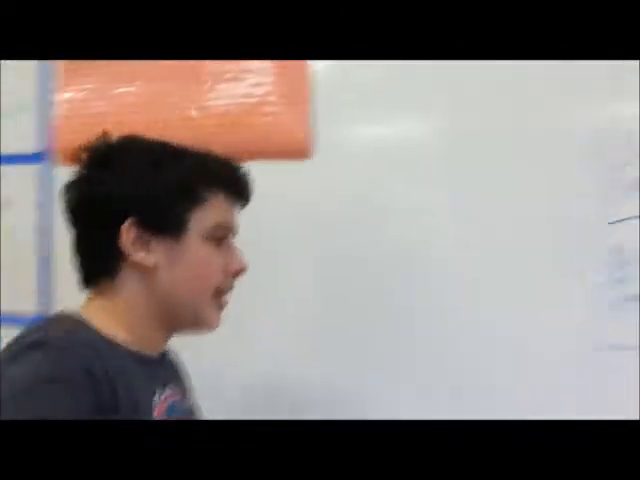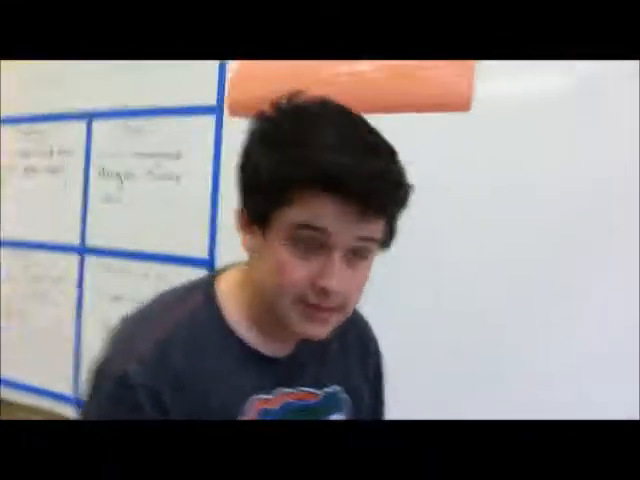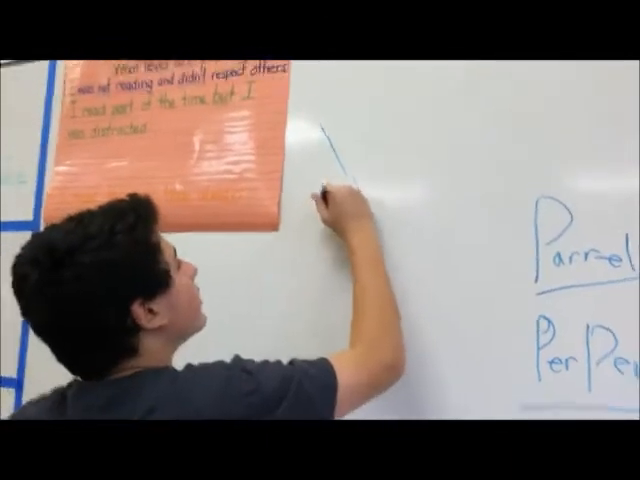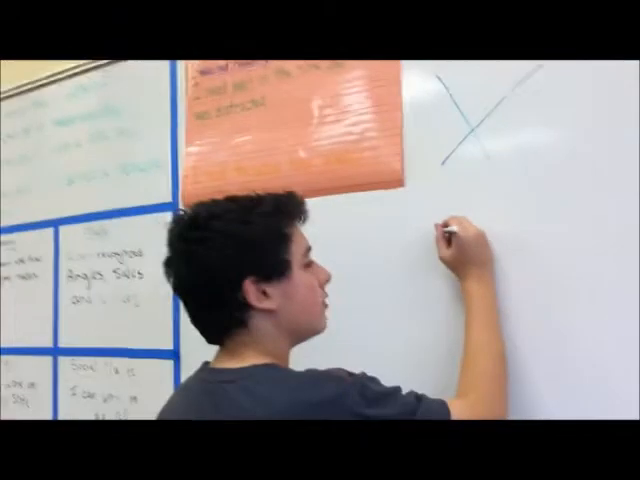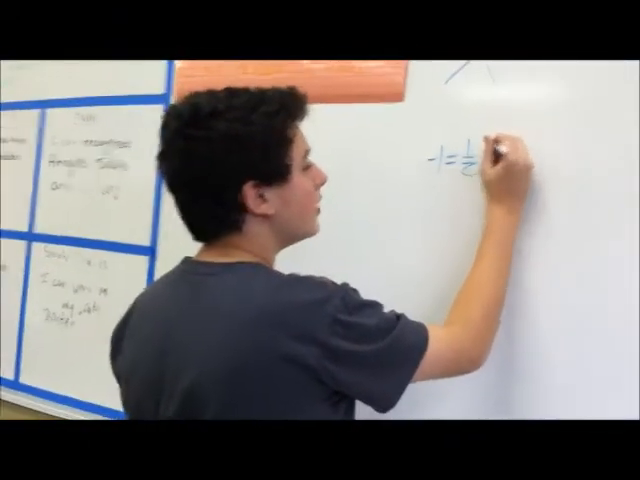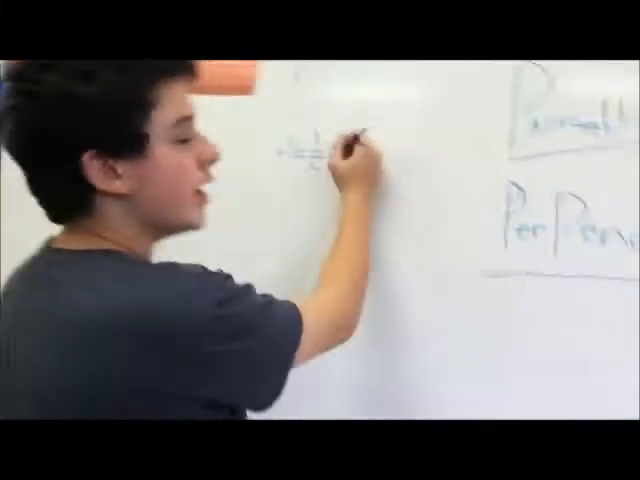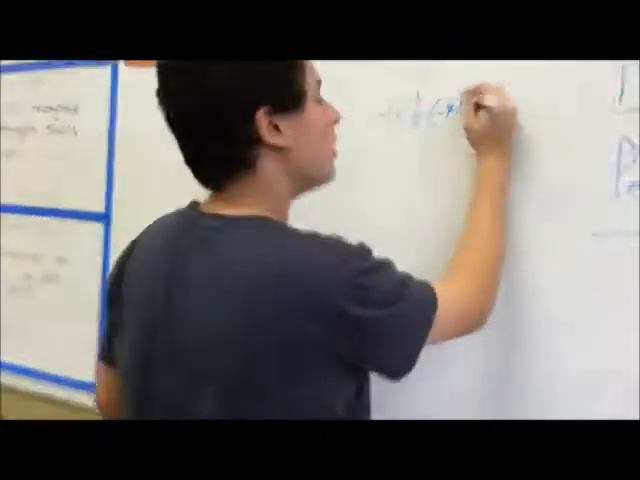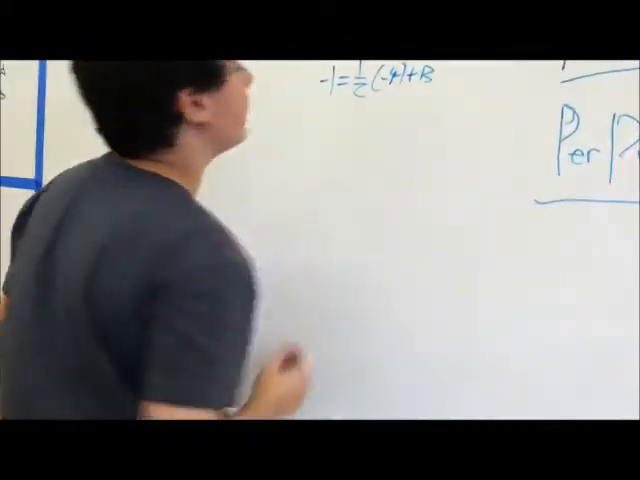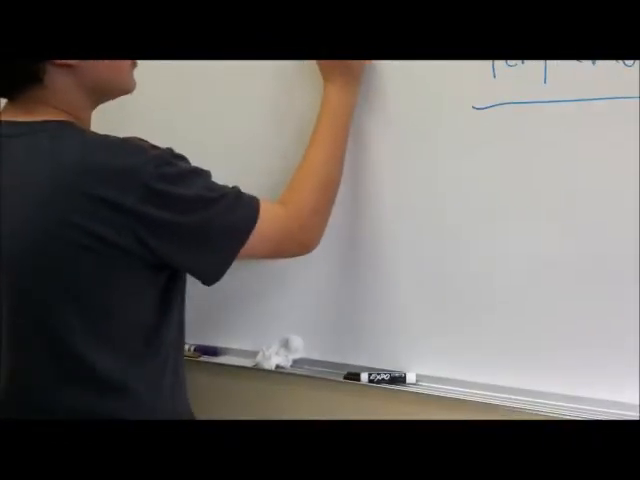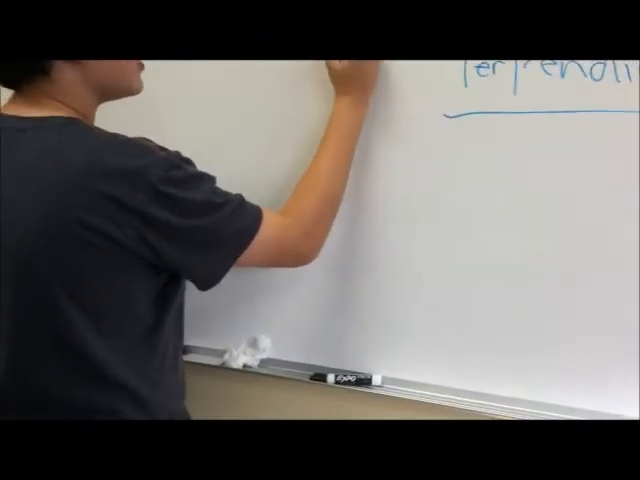Okay, so perpendicular lines are going to be the exact opposite. Well, technically in mental terms. So a perpendicular line crosses like that. So if our equation is negative 1 equals 1/2 times negative 4 plus b. Okay, so we do the exact same thing for this. To save time, I'll just say y equals 1/2 x plus 1.